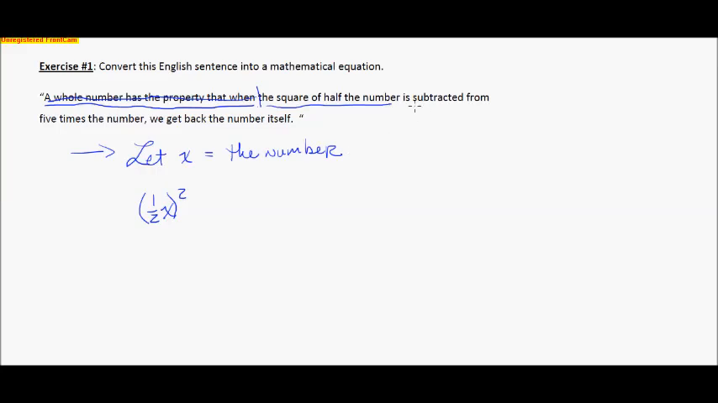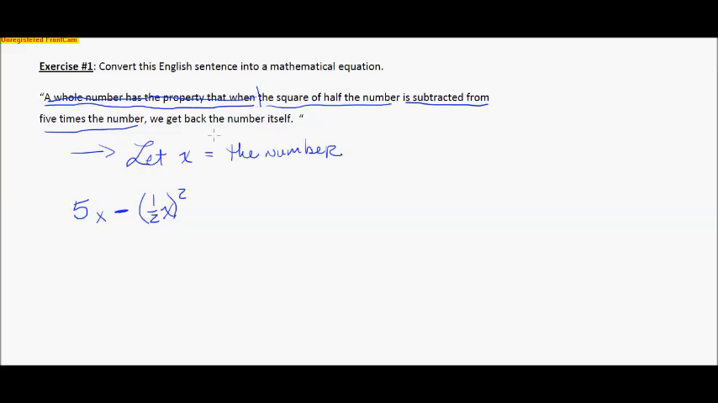Then I'm going to take this next part, and it says "is subtracted from 5 times the number." Now this is where you've got to be really careful. With subtraction, you can't just put it any which way. So when I say that the square of half the number is subtracted from, well, that means that subtraction sign goes in front because I'm taking it away from something else. And then how do I write 5 times the number? Well, 5 times the number is simply 5x.